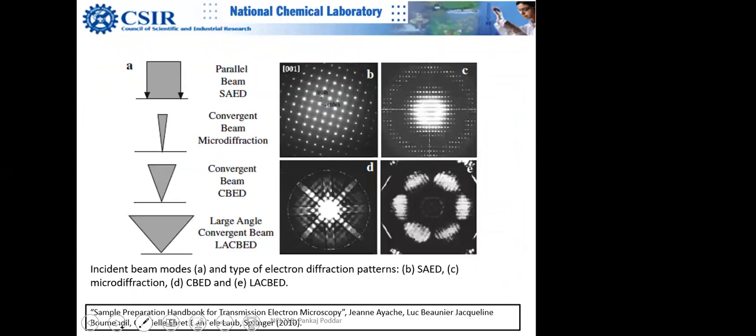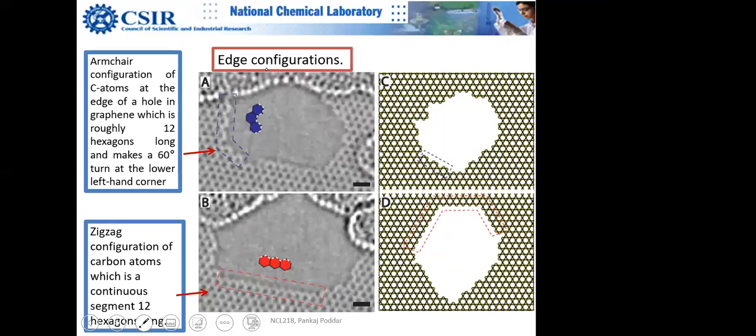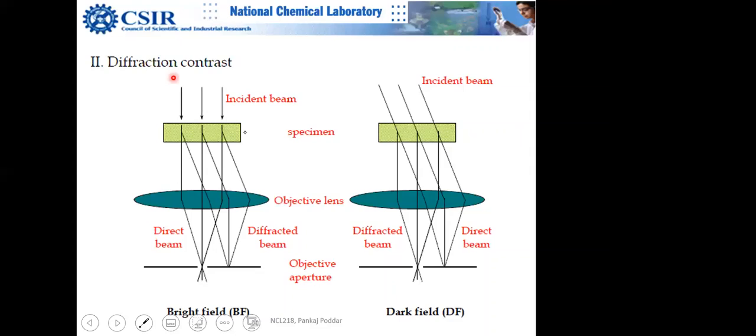I think the slides are there. Come to the slide. Yeah, here. So see, this is your incident beam, and this is your specimen. So when the electrons pass through your sample, just imagine that this is your sample, and there are many mirrors like that. So mirrors are basically your lattice planes. These are basically partly polished, partly silvered mirrors. So some part of the radiation will go straight, some part will get diffracted.